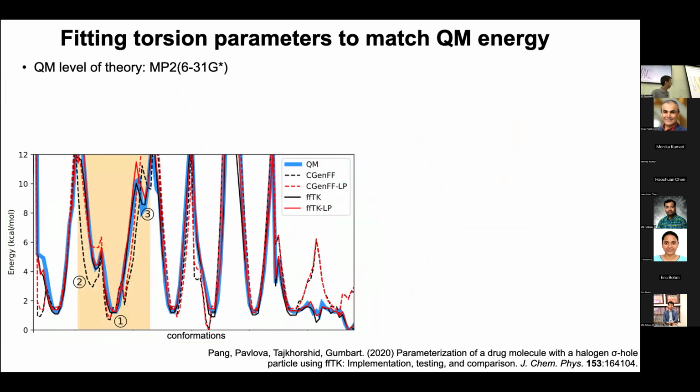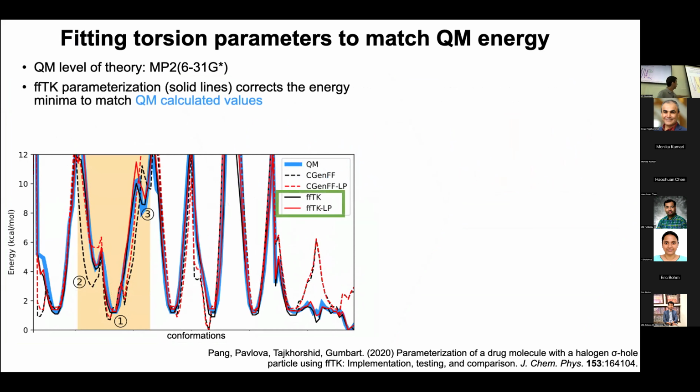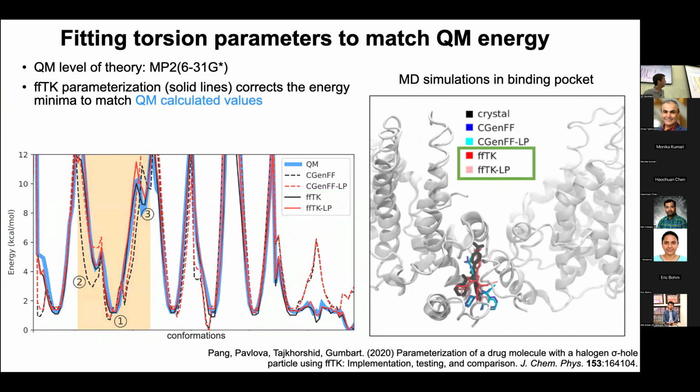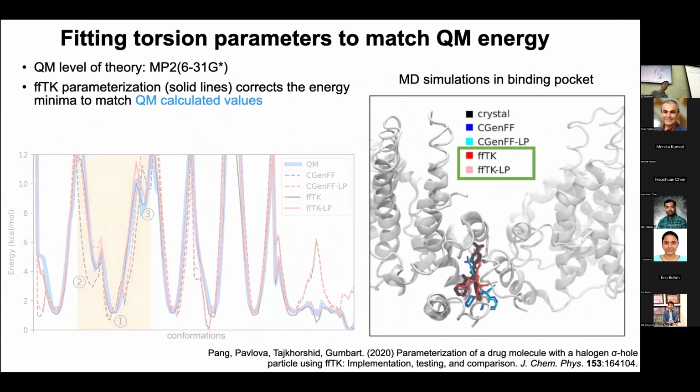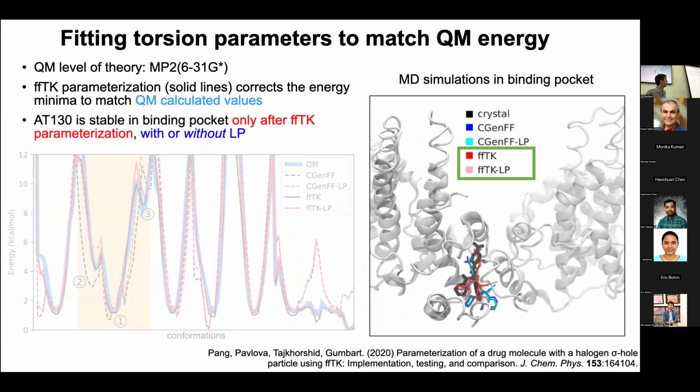So it looks something like this. This is dihedral energy versus dihedral conformation, and it's a lot of data in here. We just emphasize that ffTK fitted parameters with or without the LP. Actually, we tried both, but regardless, the ffTK parameters were necessary to get a good fit. And if you just use some web server to get the parameters, they perform very poorly.